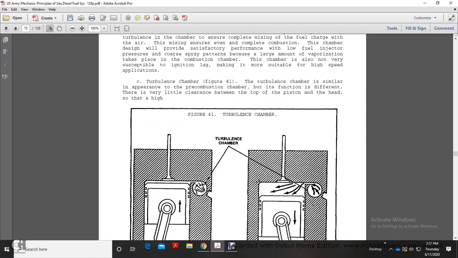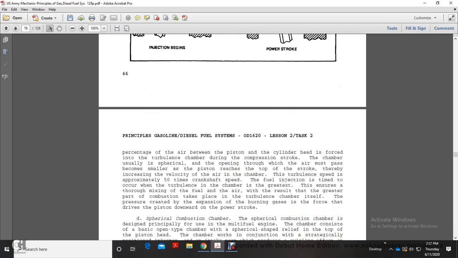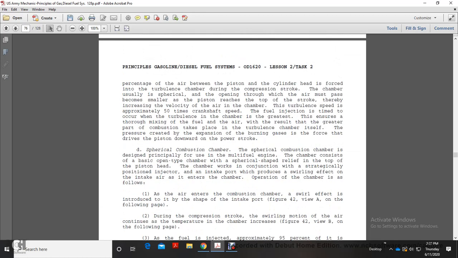Third, the turbulence chamber, figure 41. The turbulence chamber is similar to, but different from, the pre-combustion chamber. It has very little clearance between the top of the piston and the head. The turbulence chamber shows the injection and power stroke. A percentage of the air between the piston and the cylinder head is forced into the turbulence chamber during the compression stroke. The opening through which the air must pass is small, so the velocity of the air in the chamber increases as the piston reaches the top of the stroke.